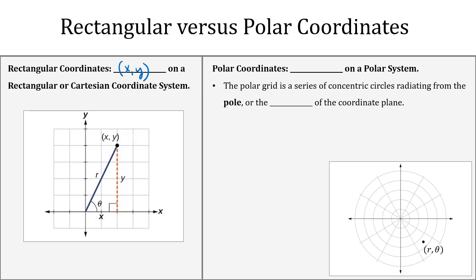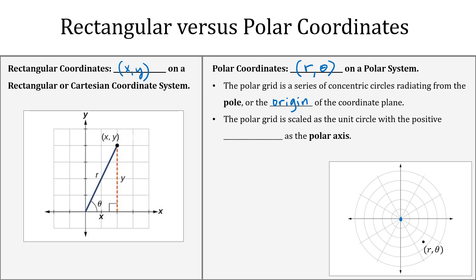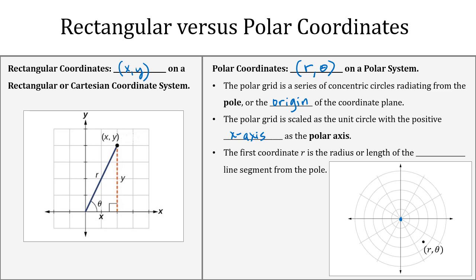So polar coordinates are written as r, theta, and like I said, the graph is a series of concentric circles radiating from the pole, and the pole is the origin. So here's my origin. That is what we would call the pole. The polar grid is scaled as the unit circle with the positive x-axis as the polar axis. So the positive x-axis, or the horizontal axis, we might say. The first coordinate r is the radius, or the length of the directed line segment from the pole.